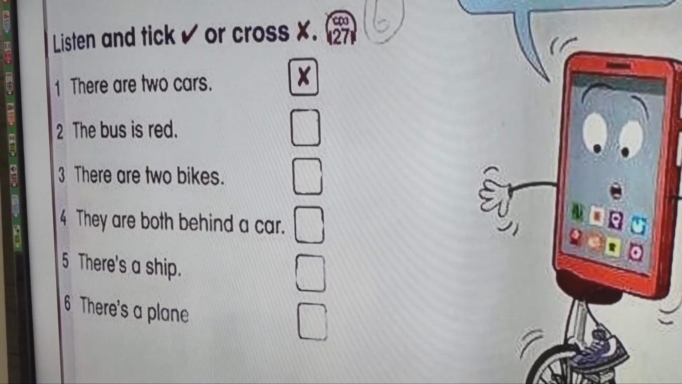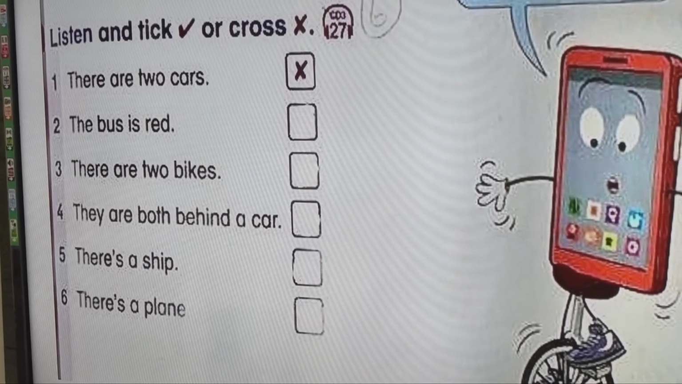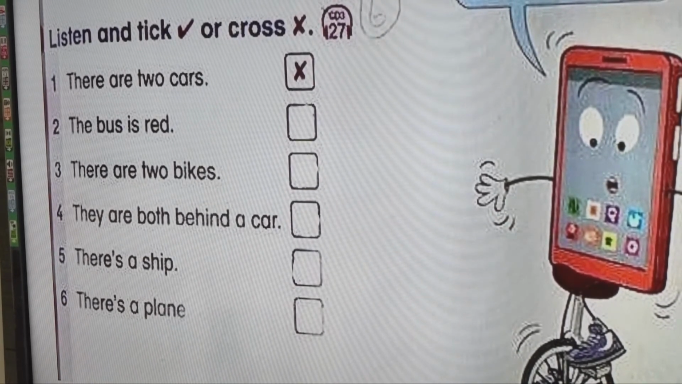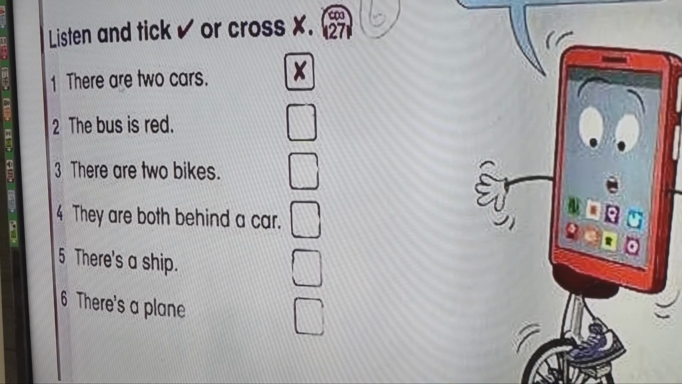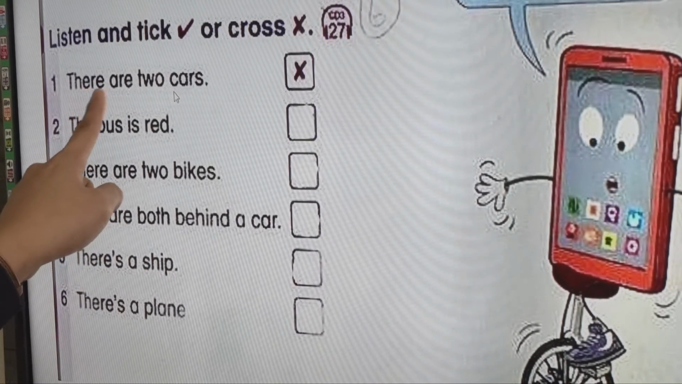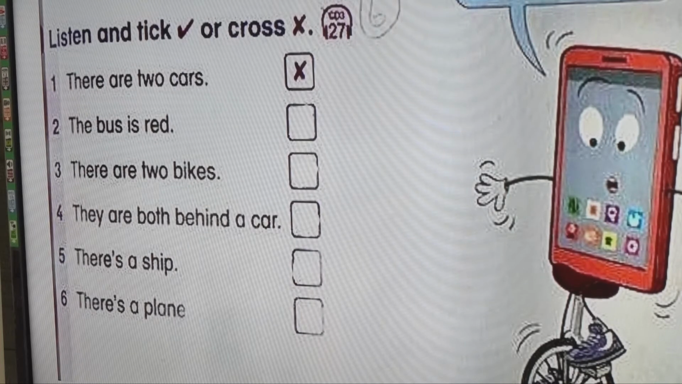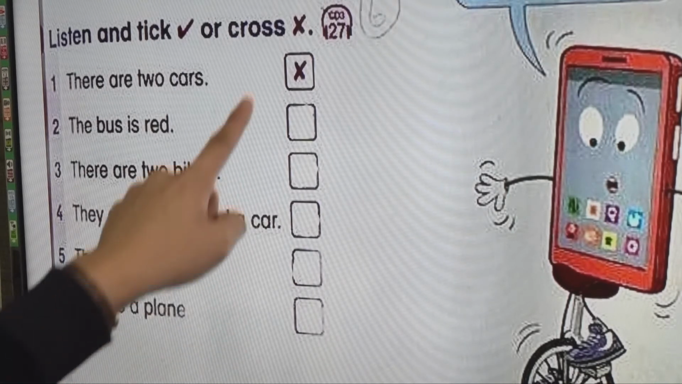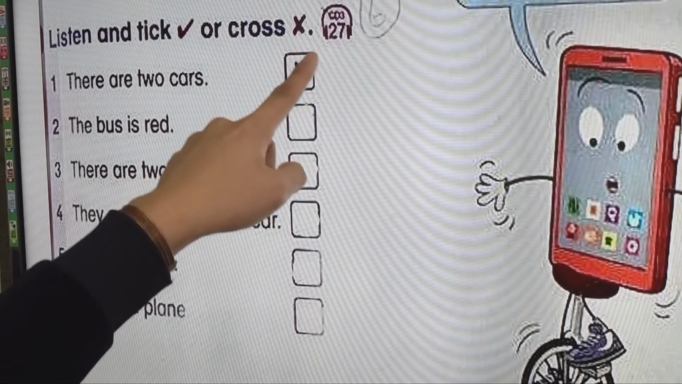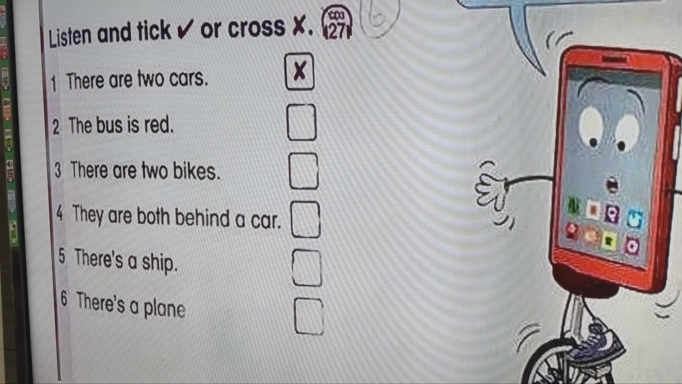Alright, so the man said there are 3 cars. One is blue, one is red, and one is green. There are 3 cars. So, let's read this one together. There are 2 cars. Let's read it again. There are 2 cars. Is that correct? No, right? The man said 3 cars, so that's why we put a cross. Put a cross here. Example has been done for you.